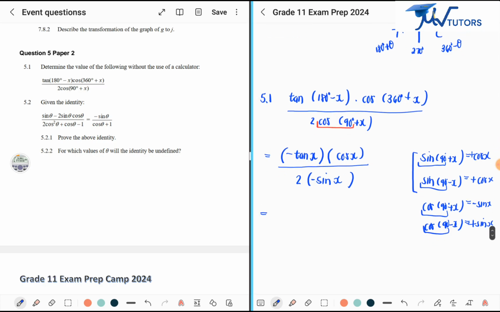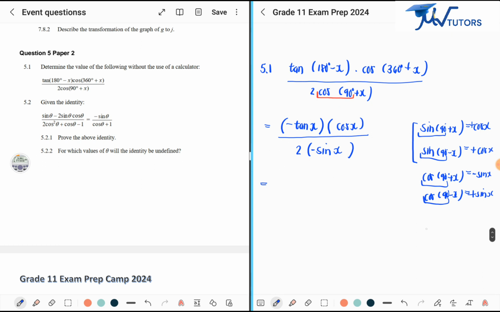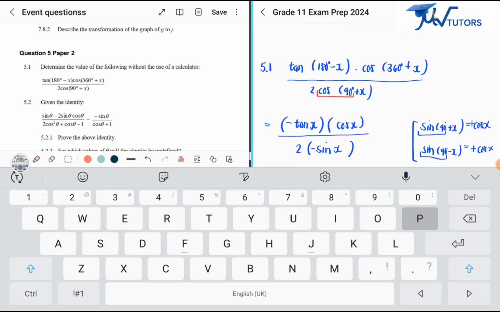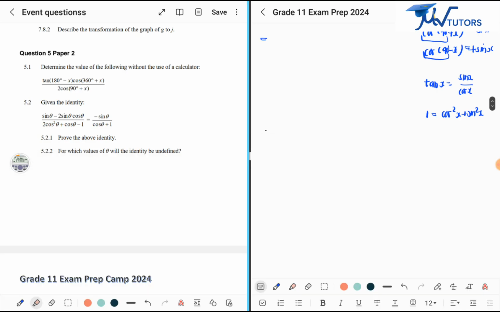In grade 11, the identity that we have, remember, tan x is equal to sine x over cos x. Another identity that we have, 1 is equal to cos squared x plus sine squared x. If you need to write these down for yourself, please do, so that you do not forget. Okay, and all these identities can be written in different ways.